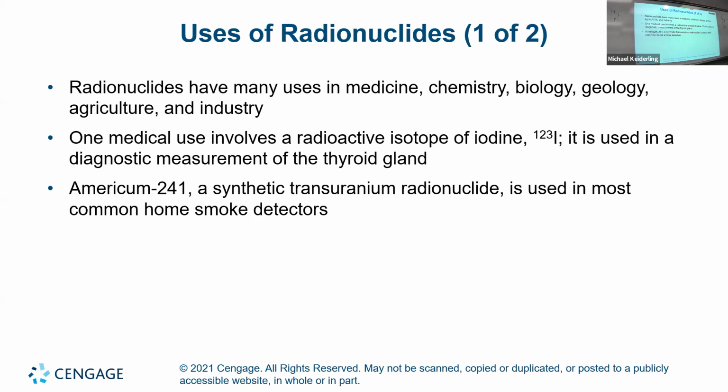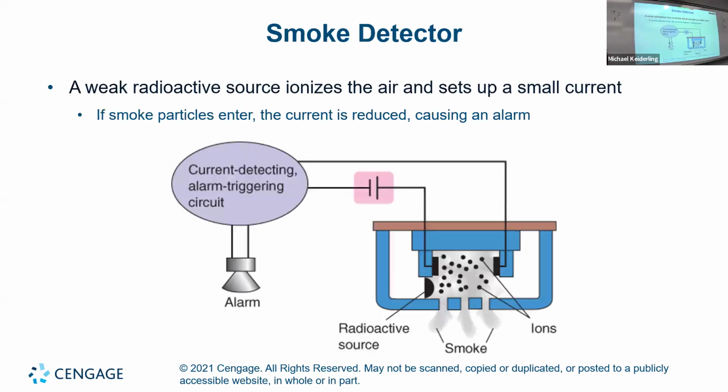So the smoke detectors work. There's a small amount of americium-241, which is emitting radiation. And if smoke comes in, that radiation gets blocked, and that sets the smoke detector off. Though not all smoke detectors use that, but it's very common. So basically, it's a weak radioactive source. It ionizes the air, sets up a small current. And if smoke particles enter, the current is reduced, and that sets off an alarm, because the smoke basically gets in the way.